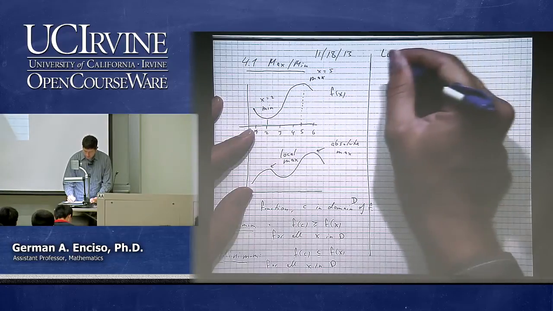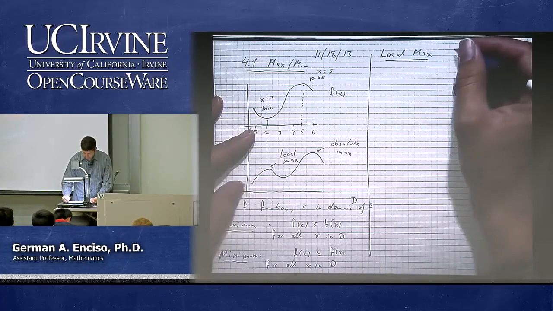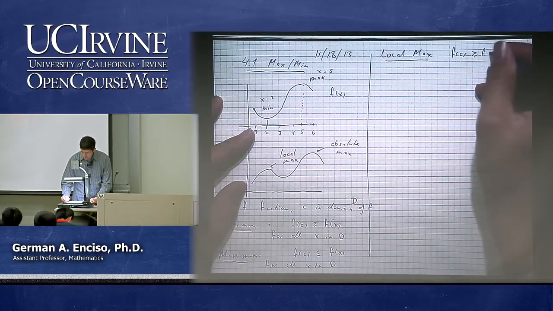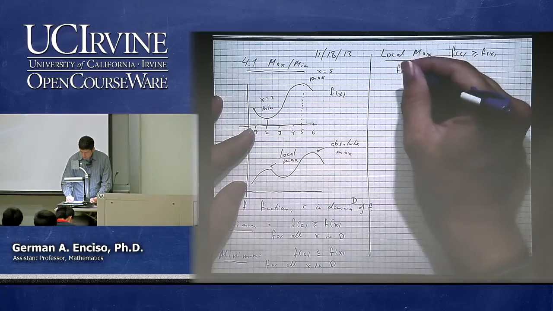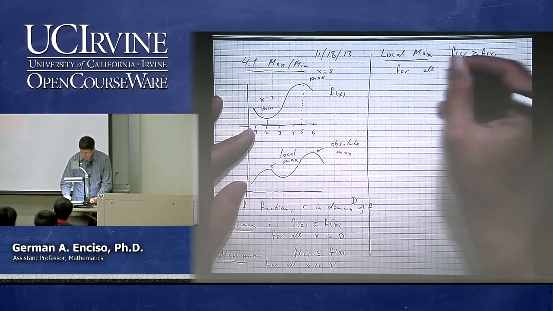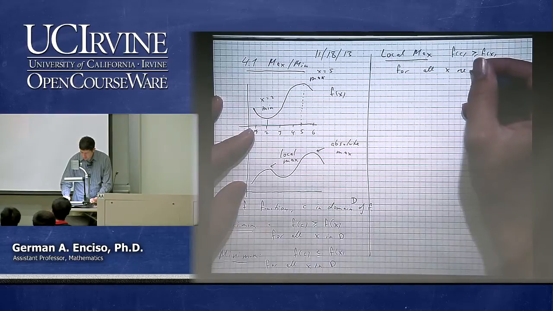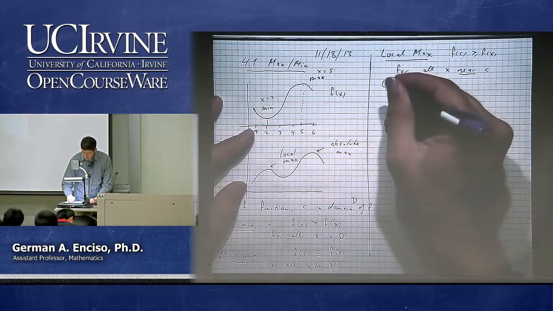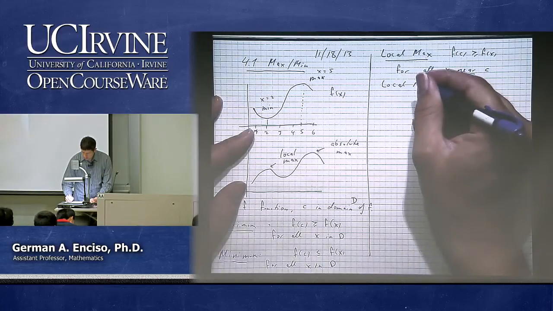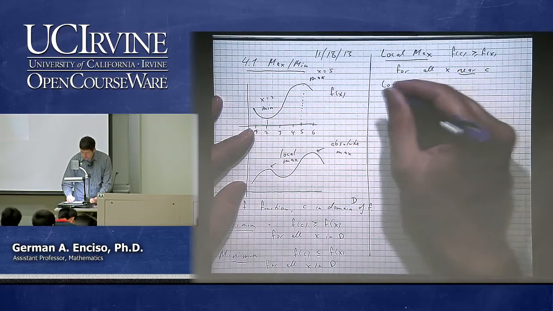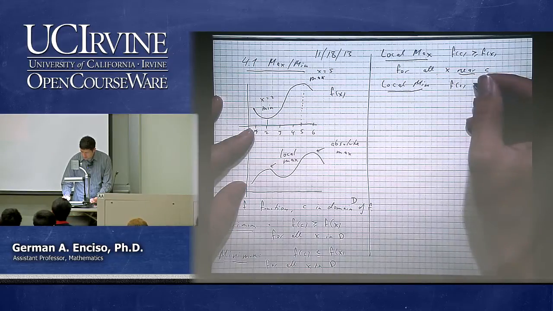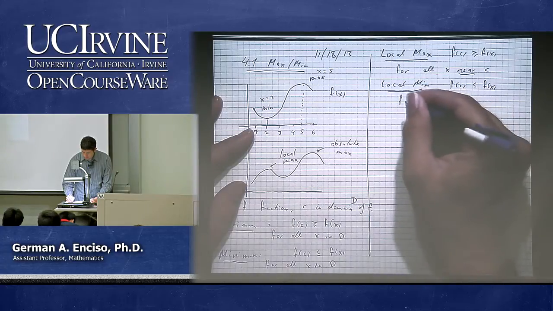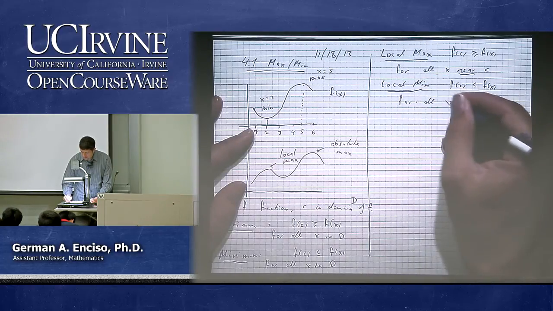So local max means that f of c is bigger or equal than f of x for all x near c, and local min is something similar, that f of c is less or equal than f of x for all x near c.